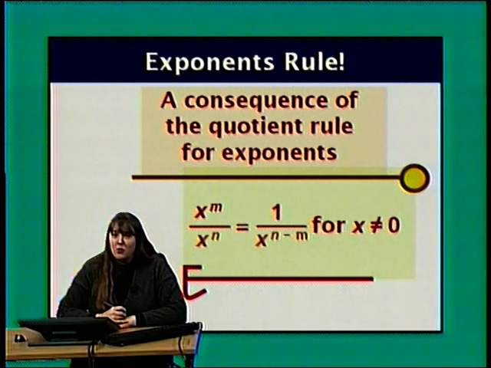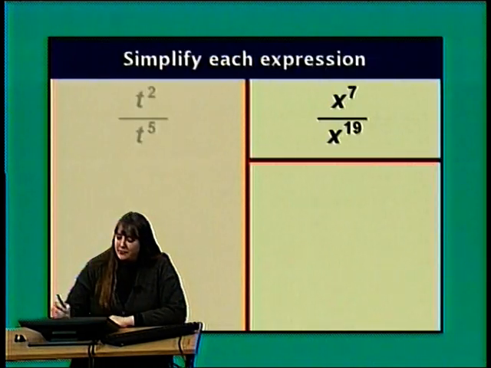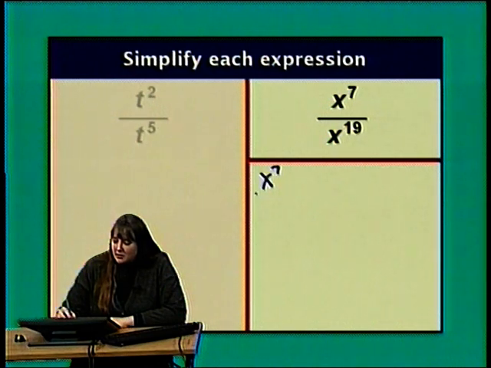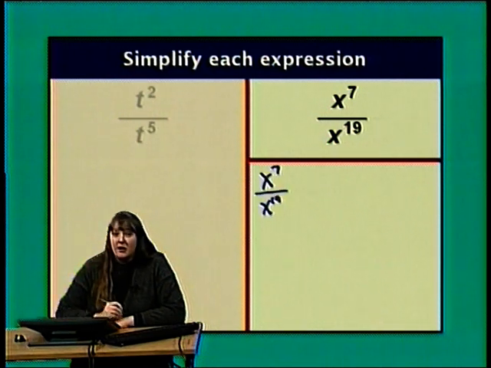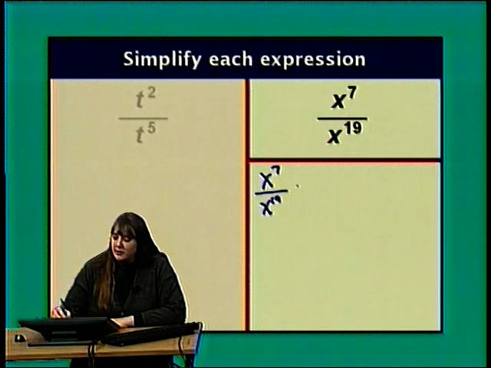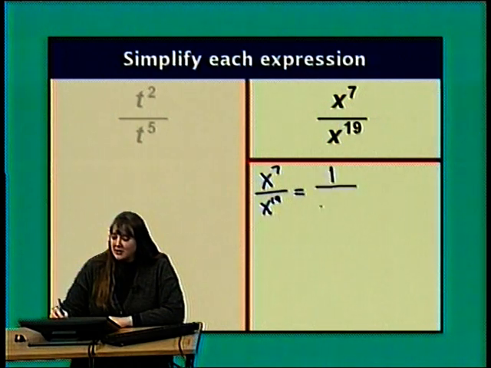A consequence of the quotient rule for exponents says that x to the m over x to the n equals 1 over x to the n minus m, provided that x does not equal 0. We generally use this consequence if the exponent in the denominator is larger than the exponent in the numerator. Let's look at an example. In the expression x to the 7 over x to the 19, our exponent in the denominator, 19, is definitely larger than the exponent of 7 in the numerator. So this is 1 over x to the 19 minus 7, which is 1 over x to the 12th.